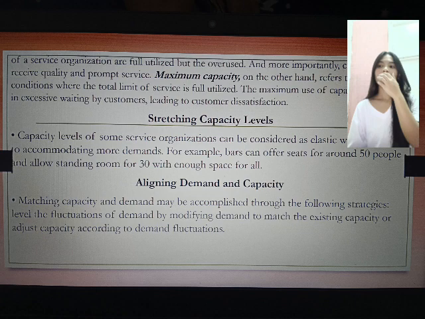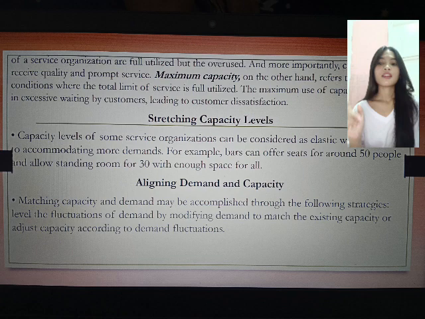Then, aligning demand and capacity. Matching capacity and demand may be accomplished through the following strategies. Level the fluctuations of demand by modifying demand to match the existing capacity, or adjust capacity according to demand fluctuations.